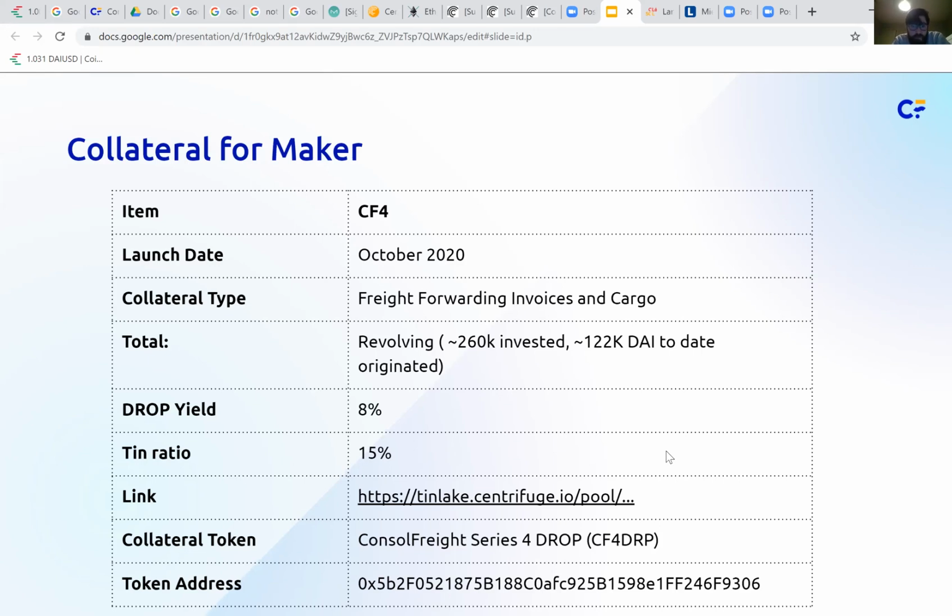We have the Tin ratio, so we have 15% of Tin, that junior tranche. It's supportive of taking the first losses. We have invested in the Tin so far in every single one of the pools, which means that we have skin in the game. We trust what we're doing, and we have our collateral token, that CF4 DROP, right?